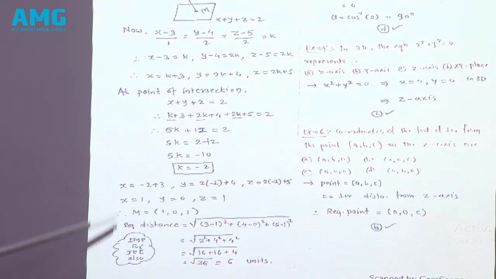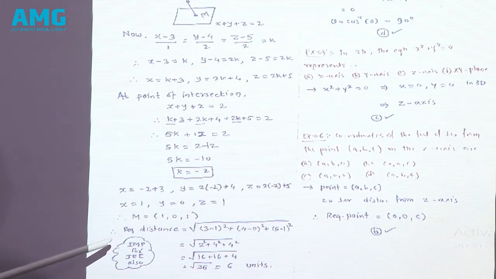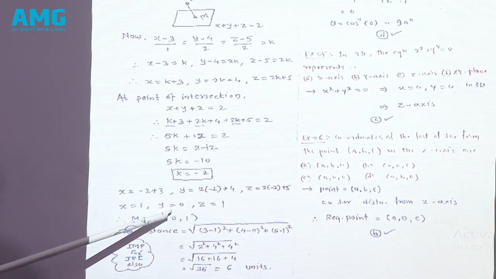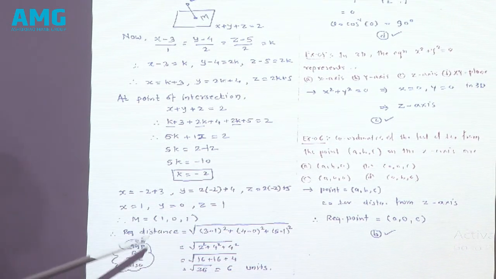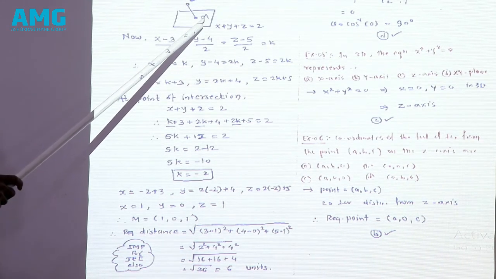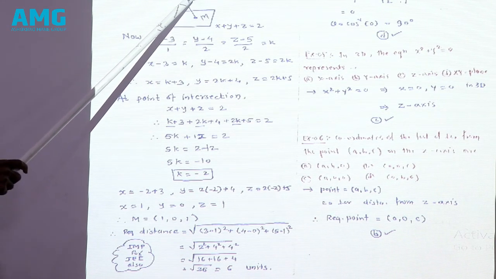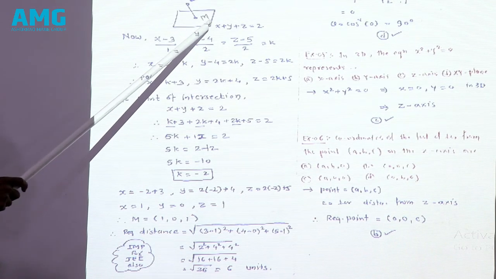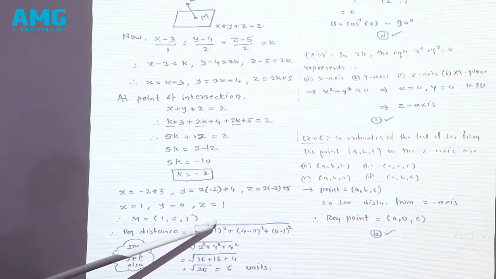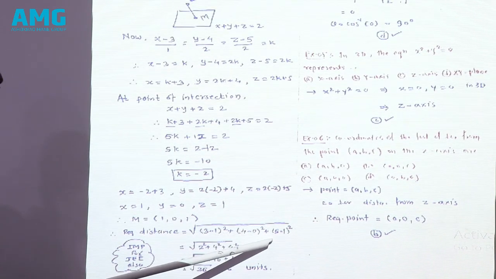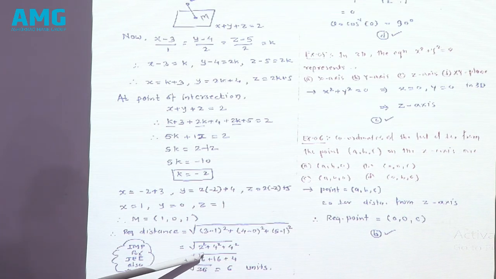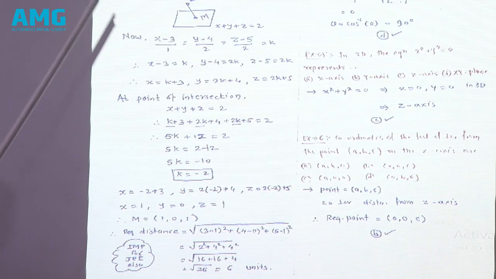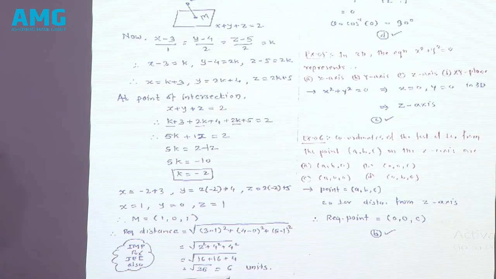K is equal to minus 2, then we find x, y, z, particularly that is x is equal to 1, y is equal to 0, z is equal to 1. Now we have succeeded in finding the coordinates of M and our target is to find the distance of the point 3, 4, 5 from the point M using the distance formula: root of (3 minus 1) square plus (4 minus 0) square plus (5 minus 1) square. This gives us 2 square plus 4 square plus 4 square, that is 4 plus 16 plus 16, that is root 36, it is equal to 6. Therefore, the required distance of this point is 6 units.